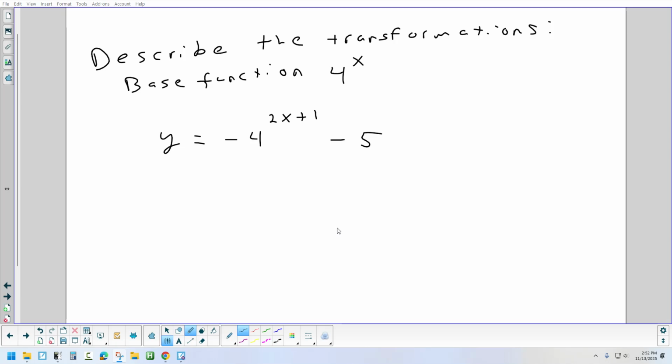All right, so we're going to take a look first at transformations of exponentials. We're comparing our base function, which is 4 to the x, and then we have y equals negative 4 to the 2x plus 1 minus 5. So first thing, how many transformations do we have in that problem?